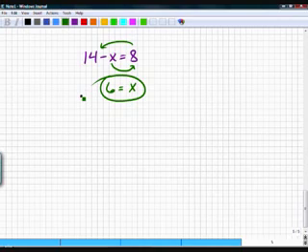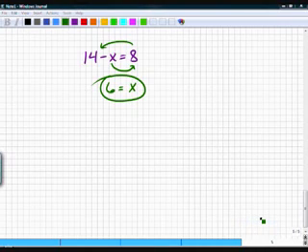Look at that problem though. 14 minus what is 8? 14 minus 6 is 8. What you're doing when you say plug it in, we're doing trial and error if you do that. If you just look at that and say, okay, what would make x equal to, then that's called trial and error.